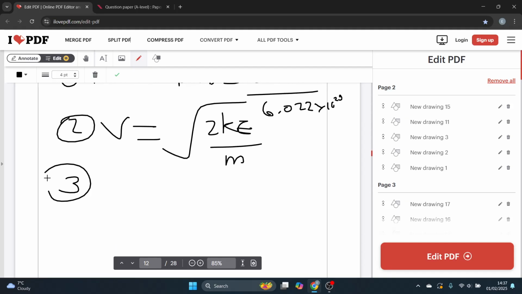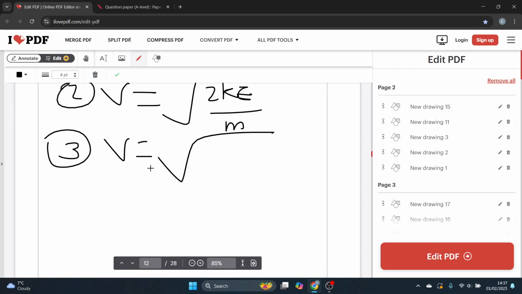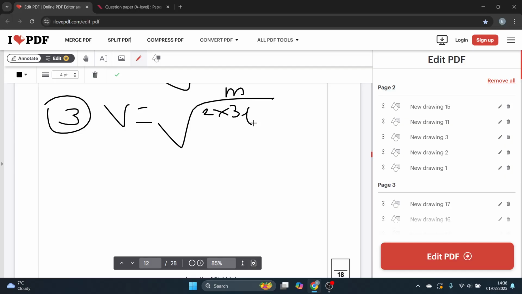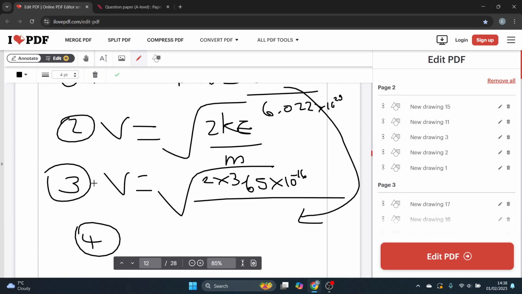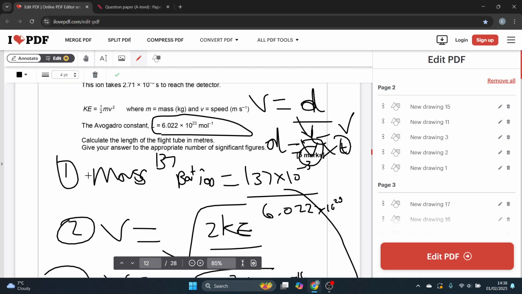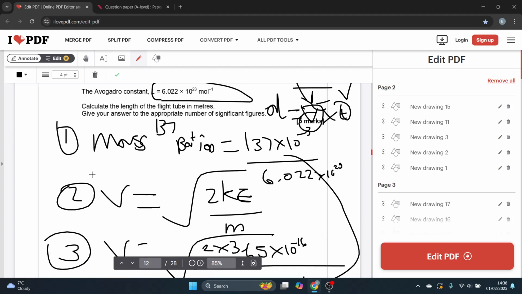And now substitute values in. I've got the kinetic energy, 3.65 times 10 to the power minus 16. So 2 times 3.65 times 10 to the power minus 16 divided by the mass of the ion, which I just worked out. That will give me the velocity. Now let me put that in a calculator first. So square root of 2 times 3.65 times 10 to the power minus 16 divided by 137 times 10 to the power minus 3 divided by Avogadro's constant. Get the velocity.